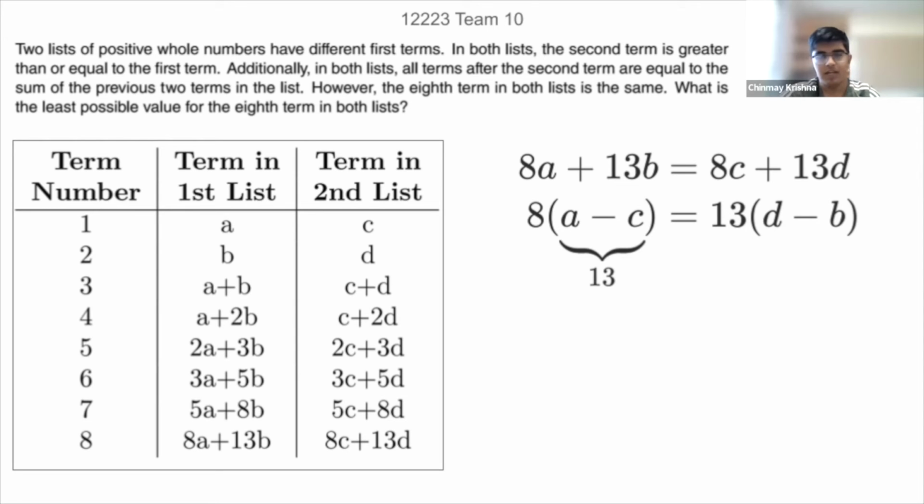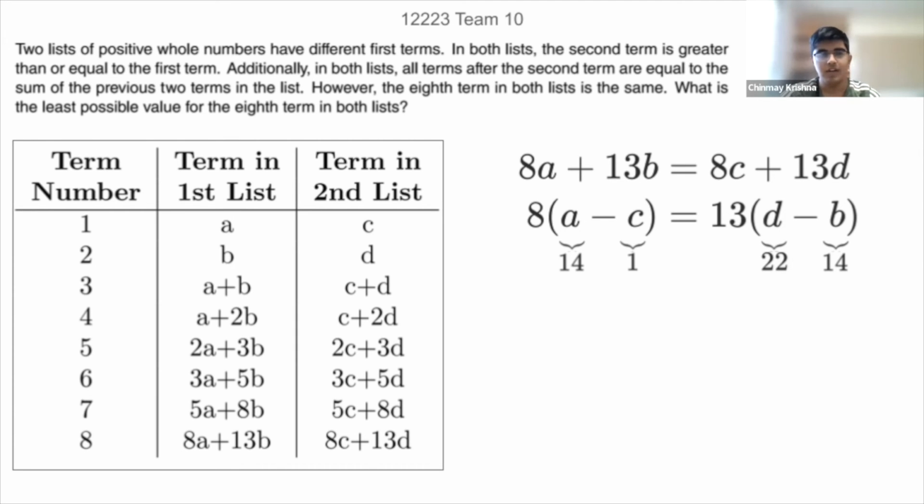So if A minus C is 13, we're trying to find the least possible value of the eighth term. We can let C be 1, since that's the smallest possible value, and then A can be 14. Since the second term has to be greater than or equal to the first term, the smallest possible value of B would be 14, since it has to be at least what A is. And then 8 times 13 is equal to 13 times something that has to be 8, so that means D would have to be 22.